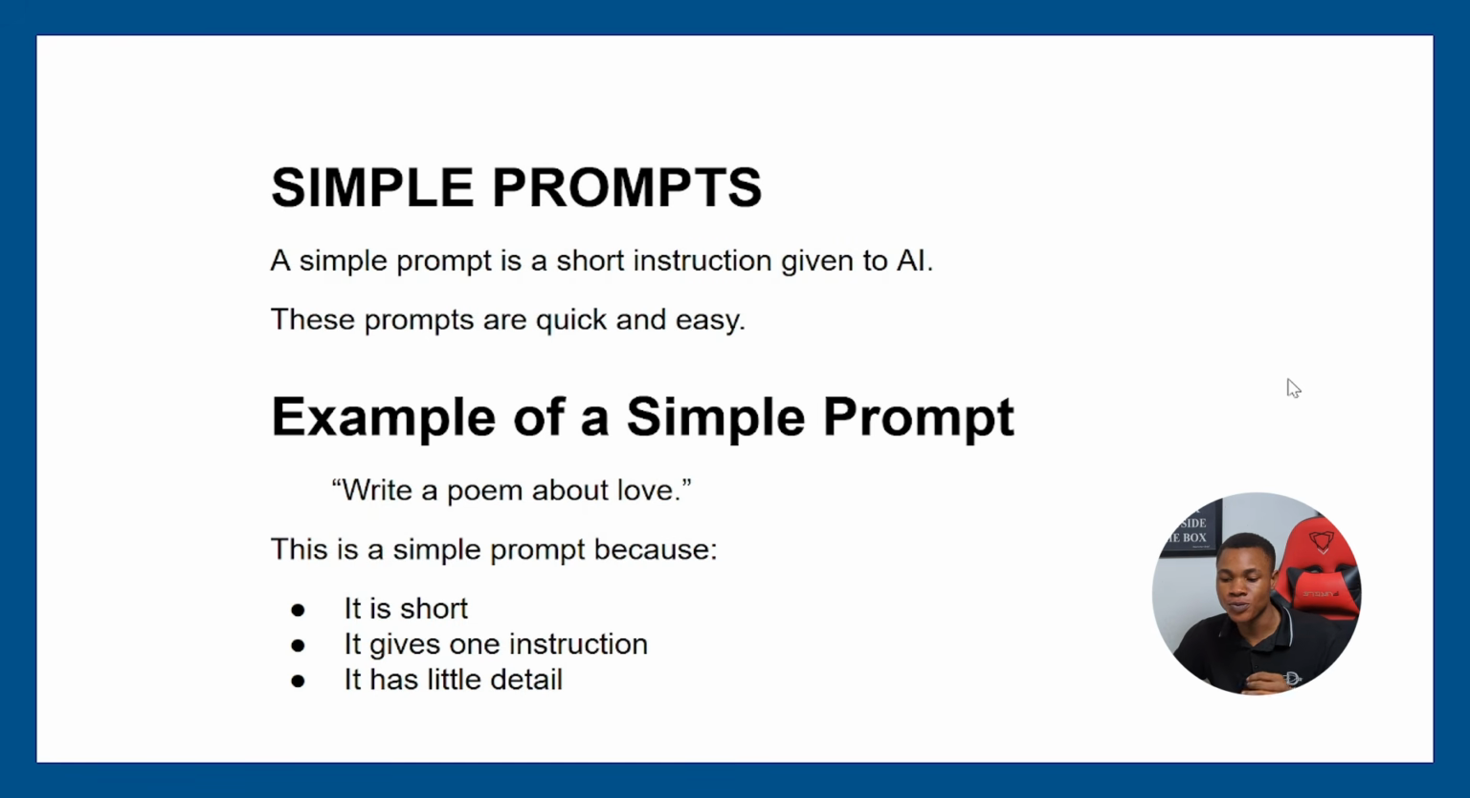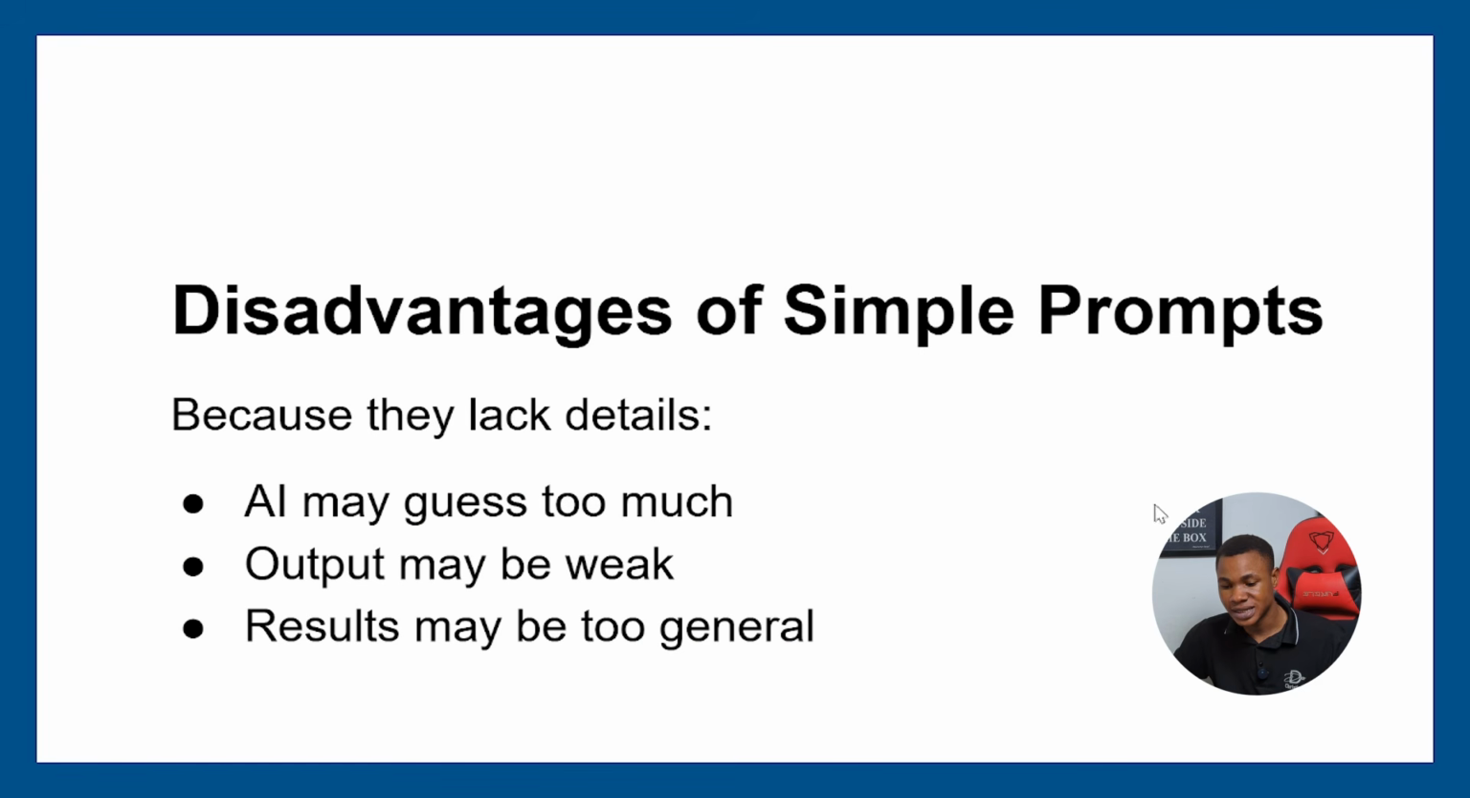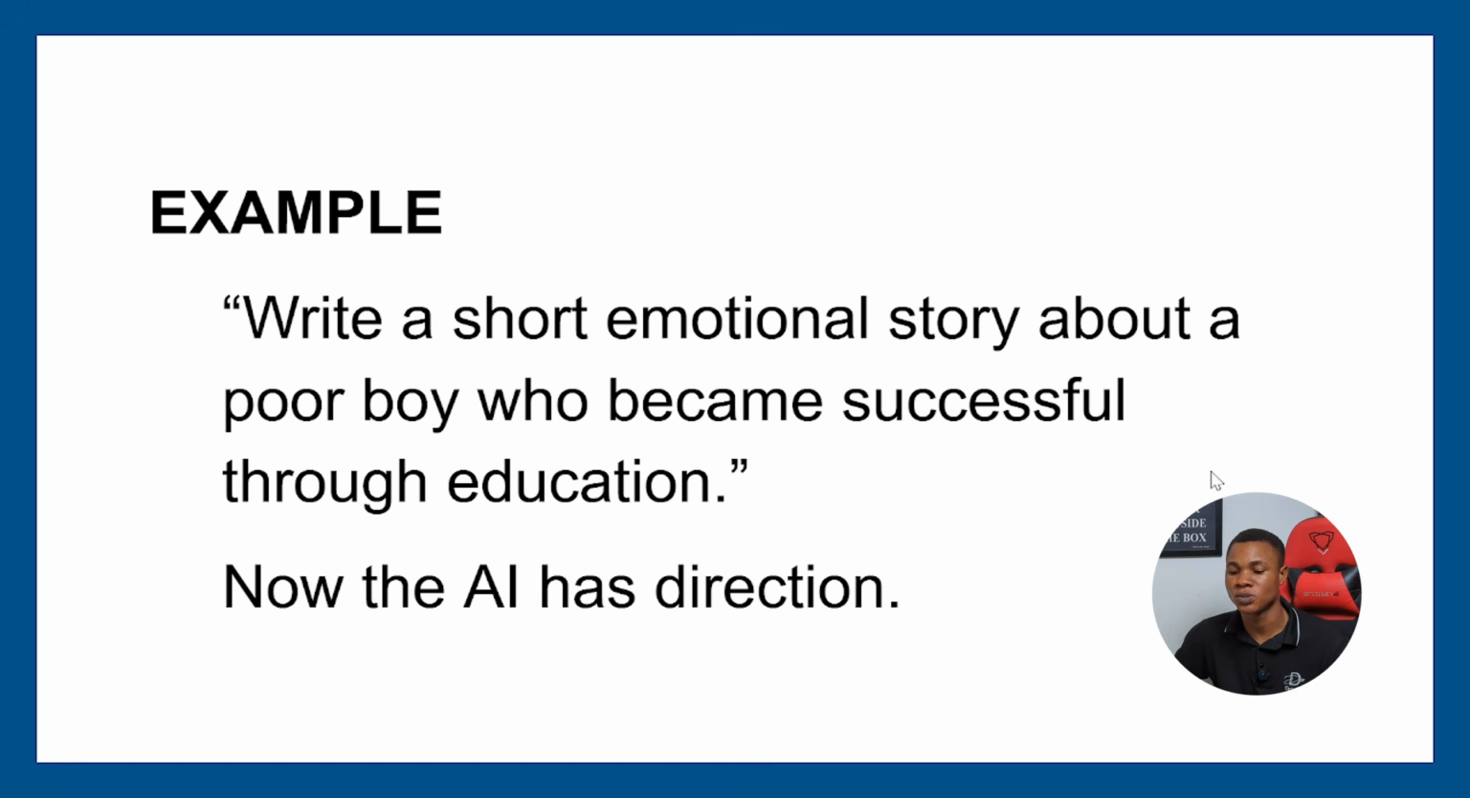So a simple prompt is a short instruction given to AI. Those prompts are quick and of course they are easy. An example of a simple prompt is write a poem about love. Another example is give me 5 business ideas. The advantage of a simple prompt is that it's very fast, very easy, and gives you results quickly. But the disadvantage is that AI may guess too much and the output may be very weak. So sometimes I advise that your prompt should be detailed.